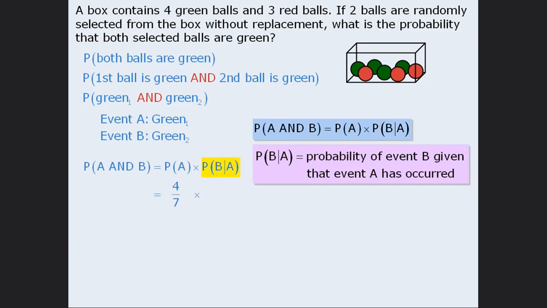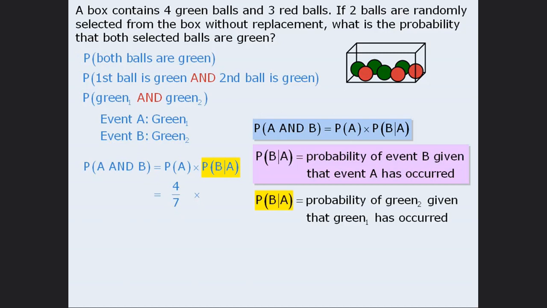Now the next part. What is the probability of event B given that event A has already occurred? In other words, we want to find the probability that the second ball is green given that the first ball was green. If we assume that the first ball selected was green, what is the probability that the second ball will be green? Well, let's go up here to find out.